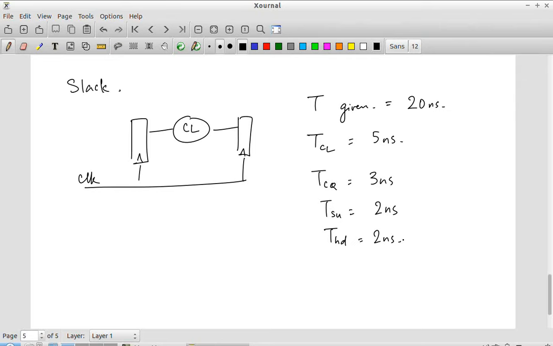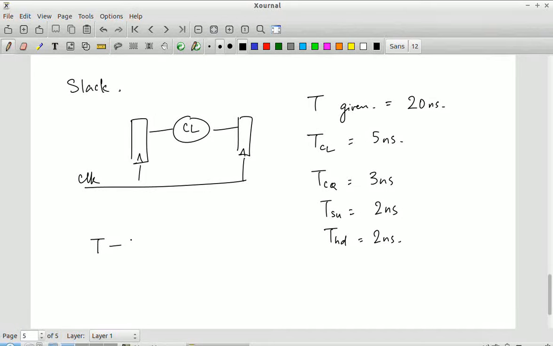Under these conditions, the question becomes, is there any extra delay that can be given in the combinational logic and still the circuit will work correctly? Is it possible for the combinational logic to have some additional delay beyond this 5 nanoseconds and still the circuit will work correctly? In this case, it's quite obvious that there is, right? I can increase the combinational logic delay beyond 5 nanoseconds and still get correct operation. Question is, how far can I increase it?